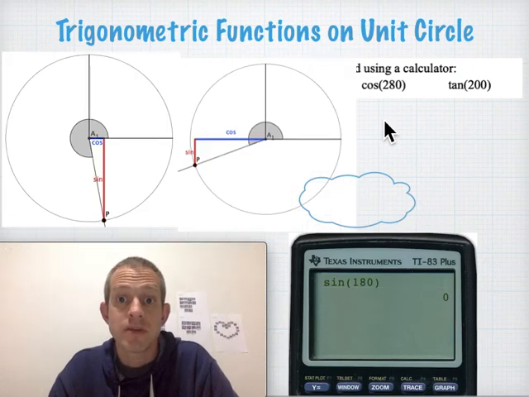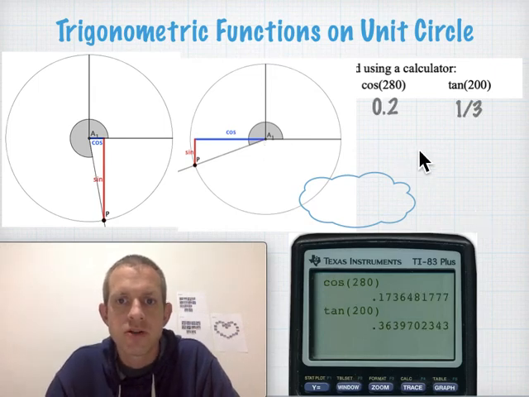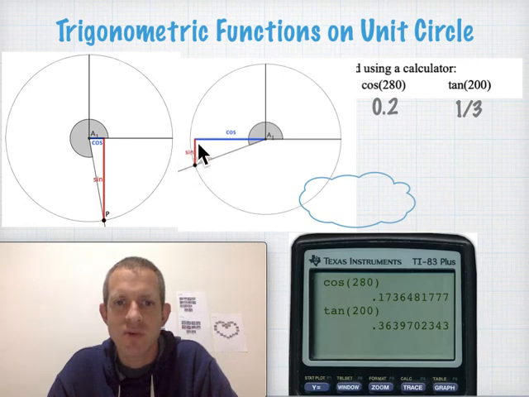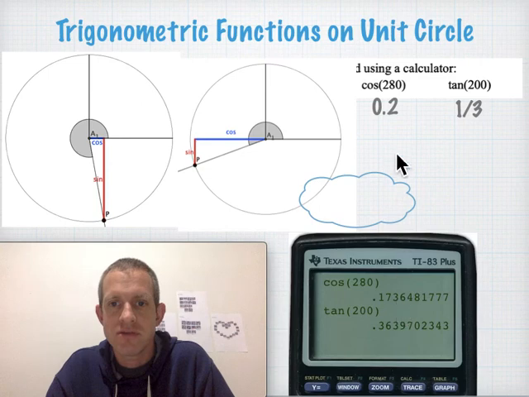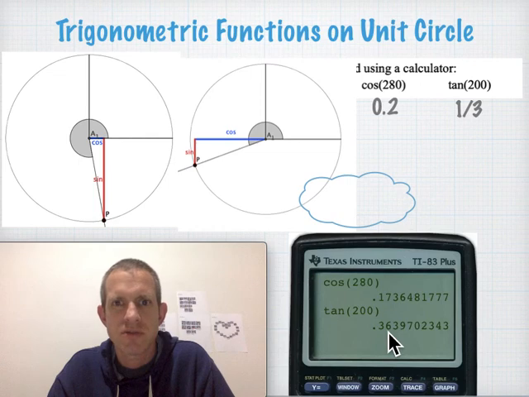All right, your turn. Here are two pictures for cosine of 280 and tangent of 200. Why don't you try to estimate their values and then type them into a calculator. Don't worry if your estimates are different than mine, because we probably thought about it a little bit differently. But I thought the cosine looked, I don't know, about 0.2 if this is one whole. And I thought the tangent, that maybe if this was a 1 and this was 3, that it kind of looked like it had a slope of up 1 over 3. The actual values are 0.173, which isn't bad, 0.2. And a third is 0.333, which is pretty close to 0.3632.